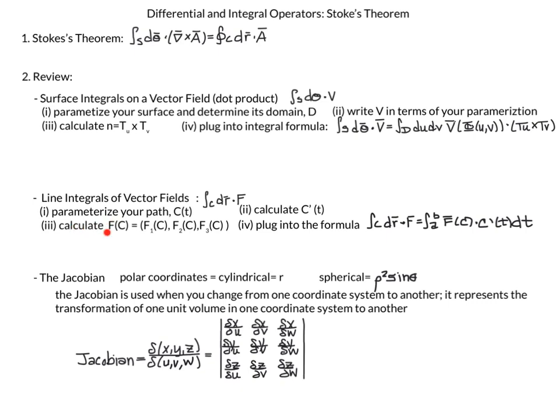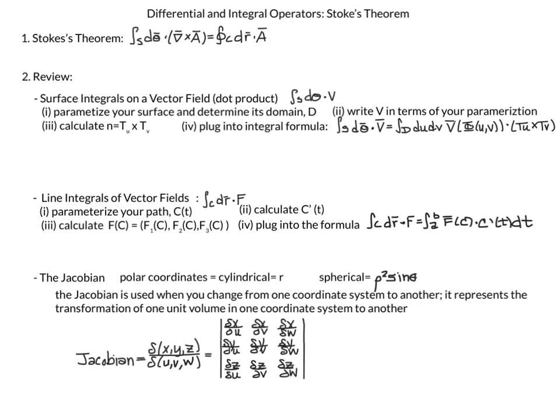The third step is we calculate f composed with c, much like we did here for the surface integral. So the vector field is defined over the entire space. So what we want to do is narrow down or compose our vector field so we're only looking at the vector field as it pertains to our path. And then finally, we plug in these three components into this formula.